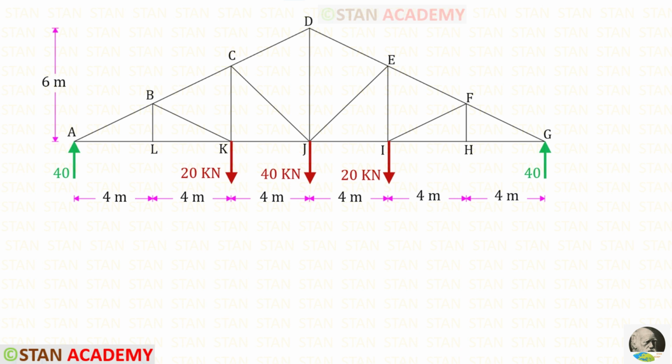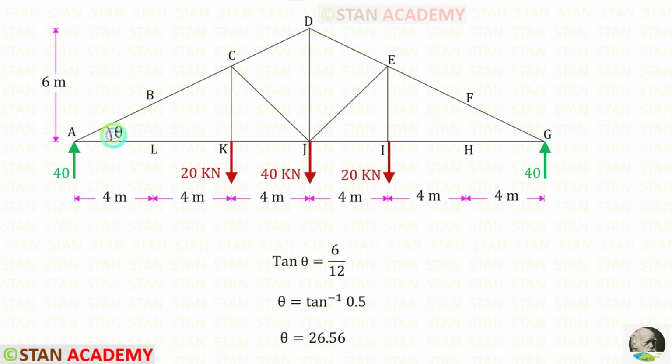Now we are going to analyze this truss. In this truss, the member forces in PL and FH will be 0. Let us remove both of them. Now the member forces in PK and in IF will be 0. Let us remove both of them. We need to find this angle. Let us keep this angle as theta.